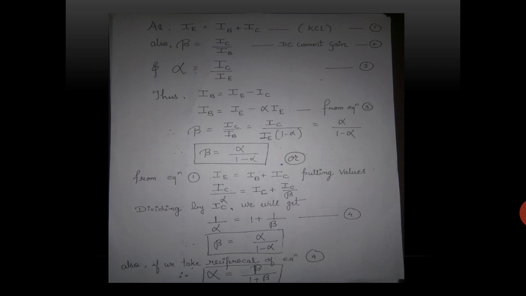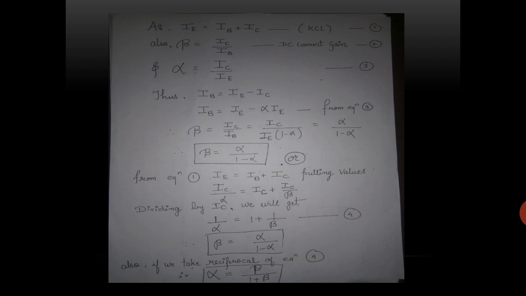So we get this equation: beta is equal to IC upon IB. Therefore, IC upon, now the IB value is IE into 1 minus alpha. So this is the required equation we get.